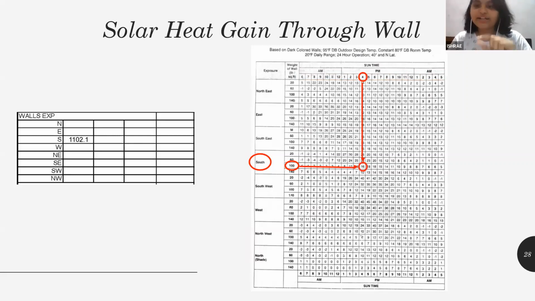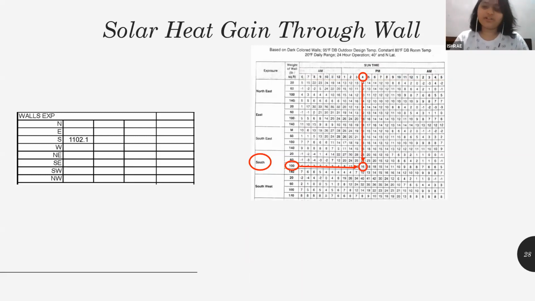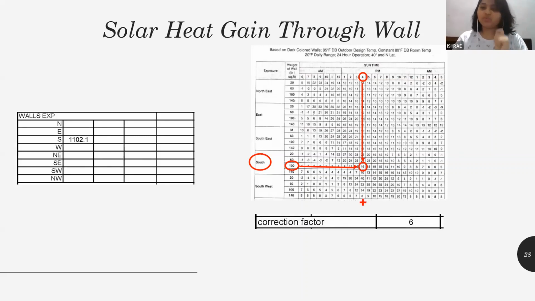Now I cannot write a 16 directly as my solar heat gain through wall. Why? Because we calculated something called as correction factor before this, which we have to add to the solar heat gain through wall value. Okay. So when I add 16 with 6, I'll get 22. So my total solar heat gain for south side wall becomes 22.